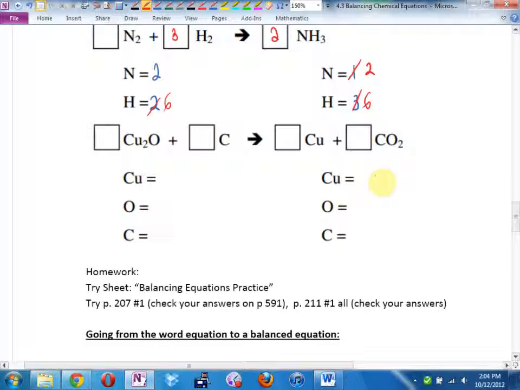Cu2O, copper oxide plus carbon gives copper plus carbon dioxide. Okay. How many coppers are on the left-hand side? Mackenzie. On the left. 2. How many O's? How many oxygens on the left? 1. How many carbons on the left right now? 1. How many coppers on the right-hand side? 1. How many carbons? 1.